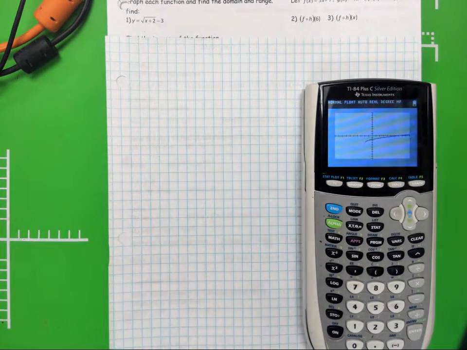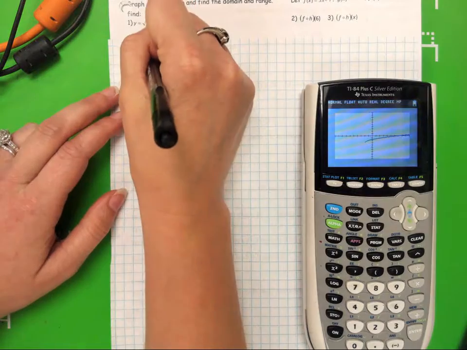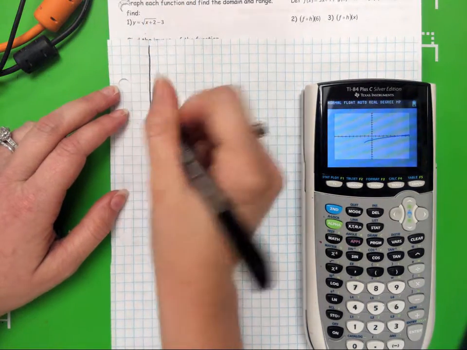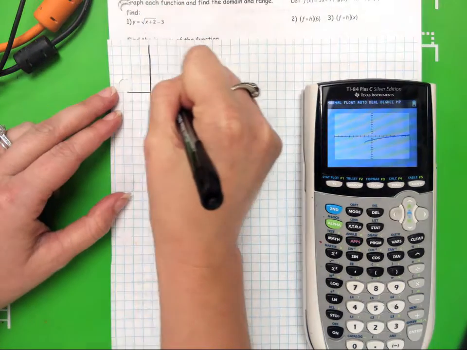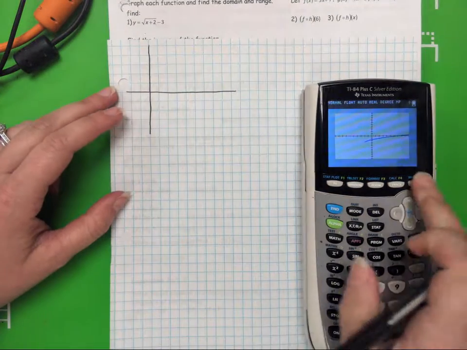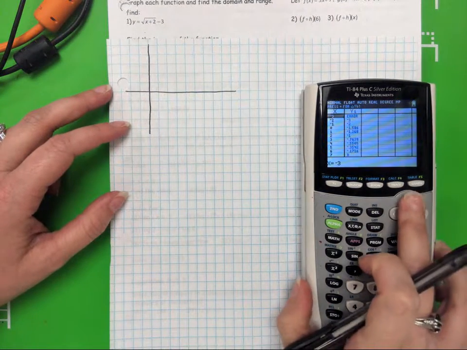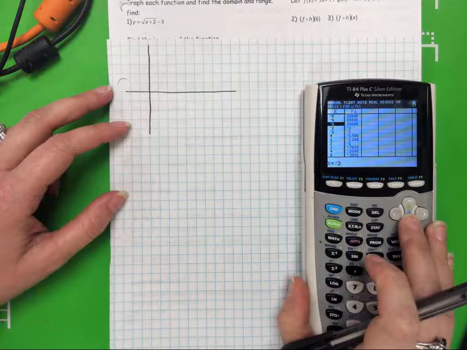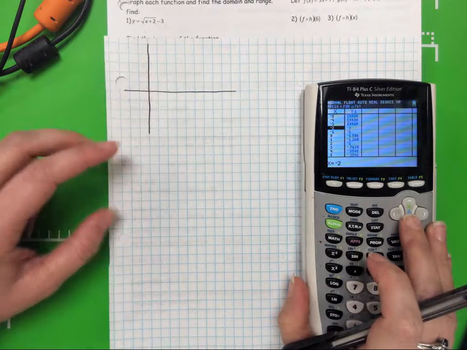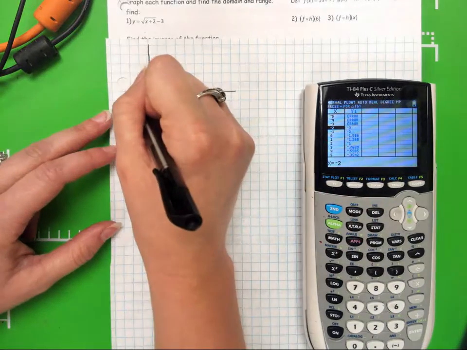Alright, here we go. So how do I tell my calculator, hey calculator, I need some points so that I can graph this? Second table. Very good. Or second graph, whatever you want to call it. And you'll have a whole bunch of errors because you cannot square root a negative number. And the first one looks like -2, -3.